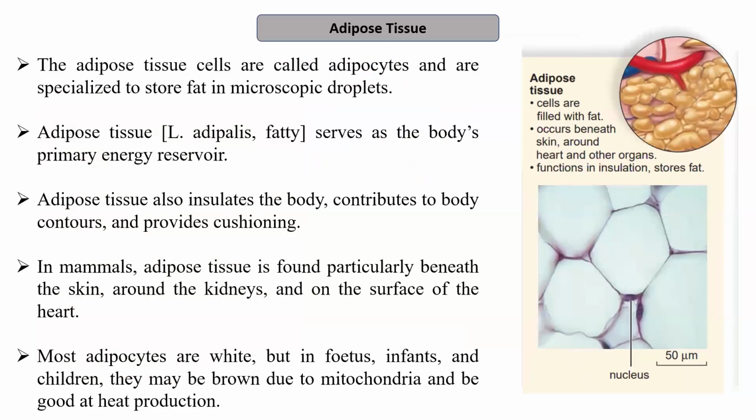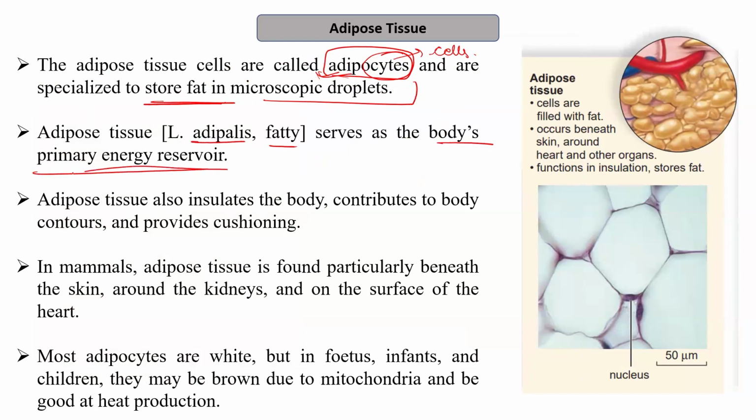The next is the adipose tissue. The adipose tissue cells are called adipocytes. The suffix "cytes" is usually used for cells. So the cells of the adipose tissue are known as adipocytes, and they are specialized to store fat in microscopic droplets. So their function is fat storage. Adipose tissue, from the Latin word adipalis meaning fatty, serves as the primary energy reservoir of the body. So it is the primary energy reservoir for the body, it stores the fat, so it helps in fat storage. Adipose tissue also insulates the body.